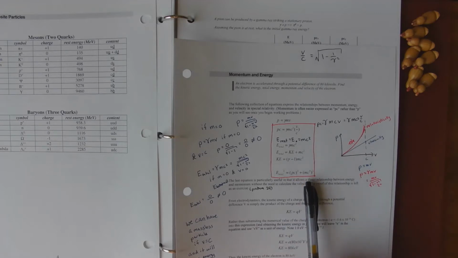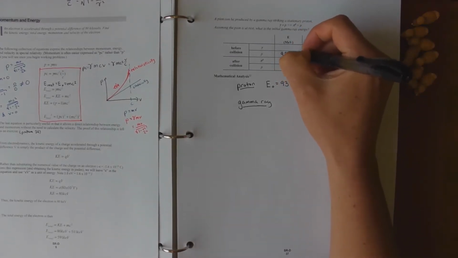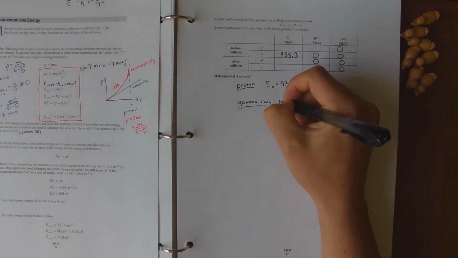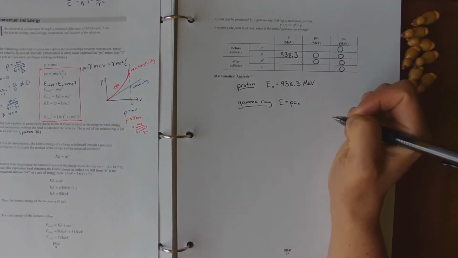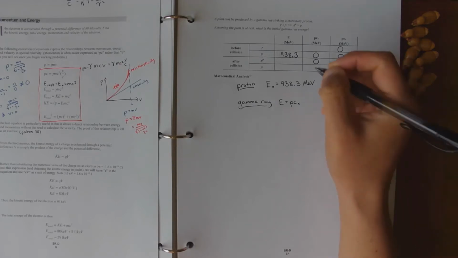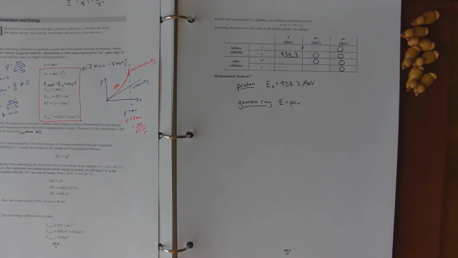You could also get that from this equation here because the momentum is 0, so E total is equal to mc squared. So before the collision, we have the total energy for the proton is 938.3. And then, because the gamma ray is a photon, the energy is equal to the momentum in the x direction. Now, I know this because I defined the x direction to be the direction that the photon was going in, so I don't have to worry about the sign because I know it's going in the positive direction.